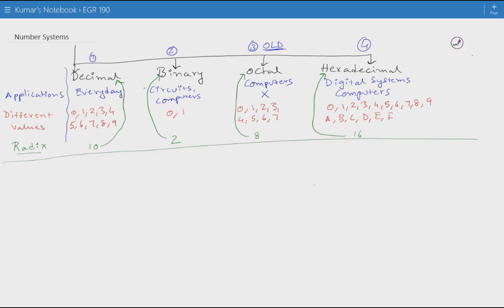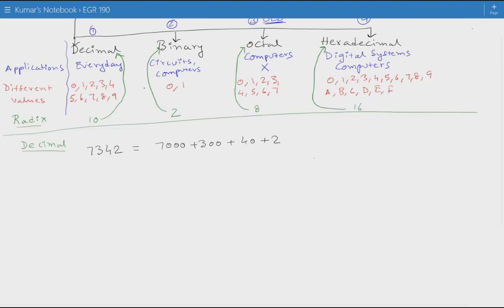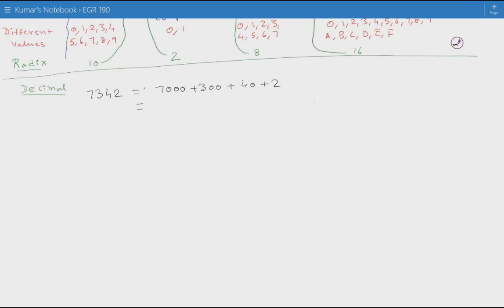Now, let's look into a simple number in decimal and see how this radix relates to it. Now, I'm going to look into the number 7342. We know by looking at this that it is the summation of 7000 plus 300 plus 40 plus 2, right? So this can also be written as 7 times 10 to the power of 3 plus 3 times 10 to the power of 2 plus 4 times 10 to the power of 1 plus 2 times 10 to the power of 0.